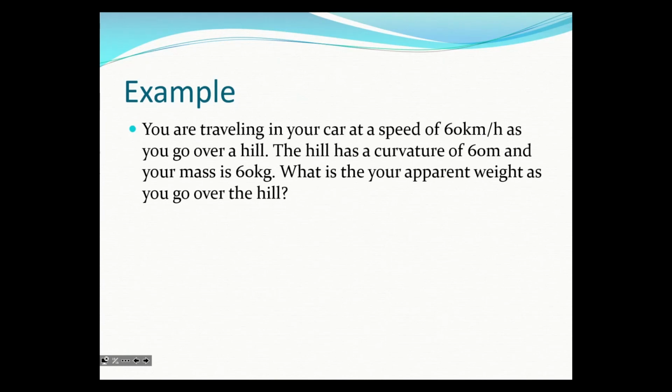Okay. This last question here is just a special type of situation. So you're traveling in your car at a speed of 60 kilometers an hour as you go over a hill. Your hill has a curvature of 60 meters and your mass is 60 kilograms. What is your apparent weight as you go over the hill? So if we're going over a hill, our forces look just a little bit different.